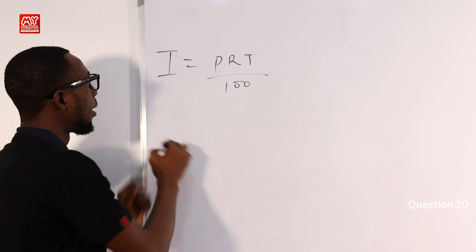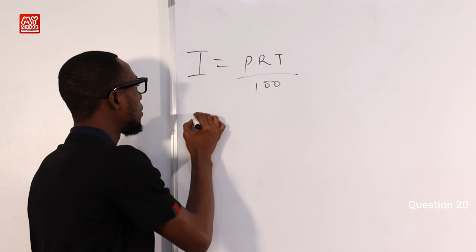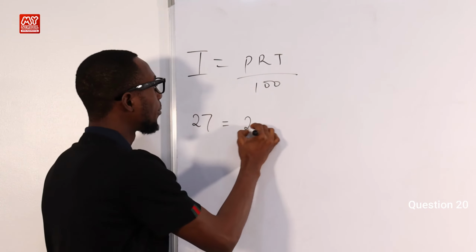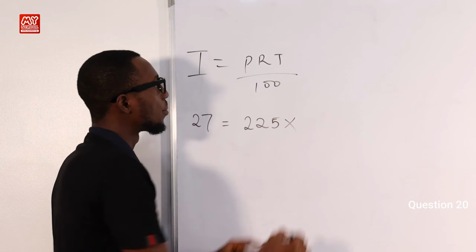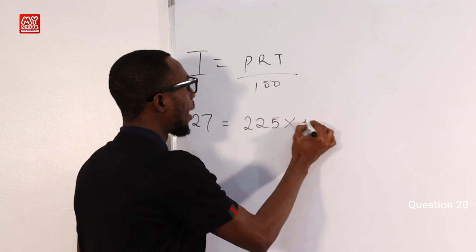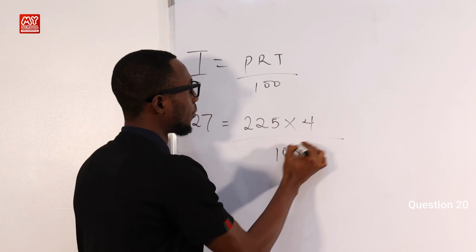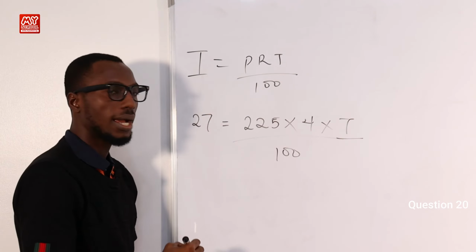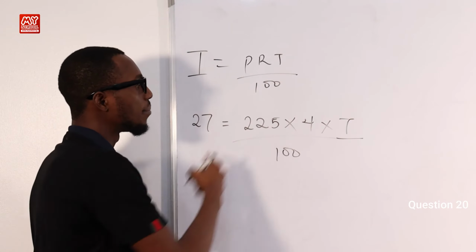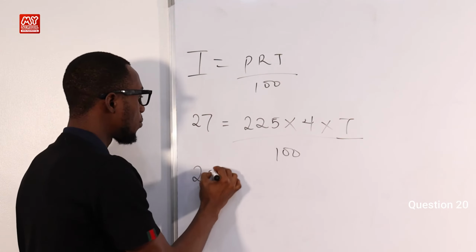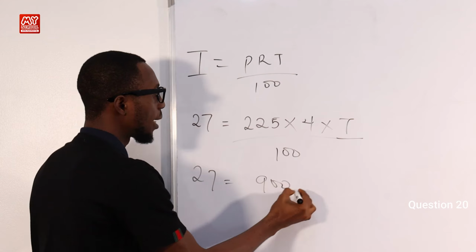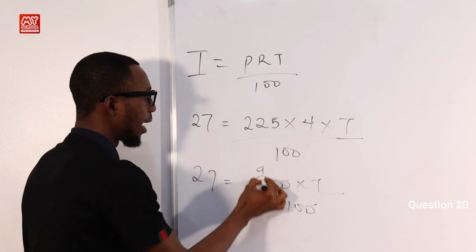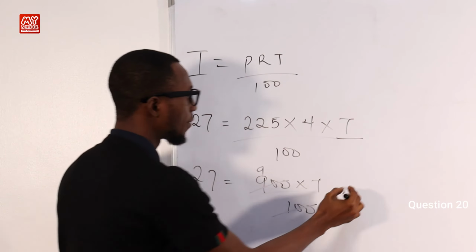So we have the interest, 27 naira, equals the principal, which is 225 naira, times the rate, which is 4% per annum, then the time we are required to find. So we can have here 225 times 4, that is 900. So we have 27 equals 900 times t over 100. We have 9, so we have 9t equals 27.